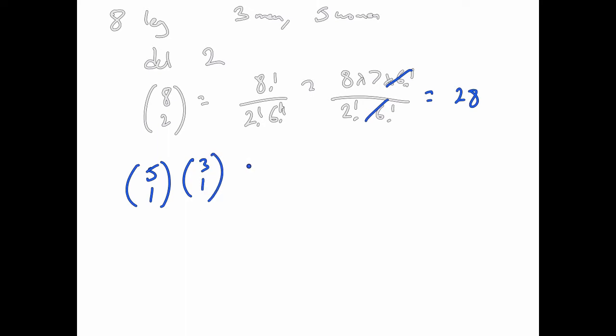5 choose 1 is just 5 factorial over 1 factorial 4 factorial. That's just 5. And the same thing over here, that's just 3, so this is going to be 15.